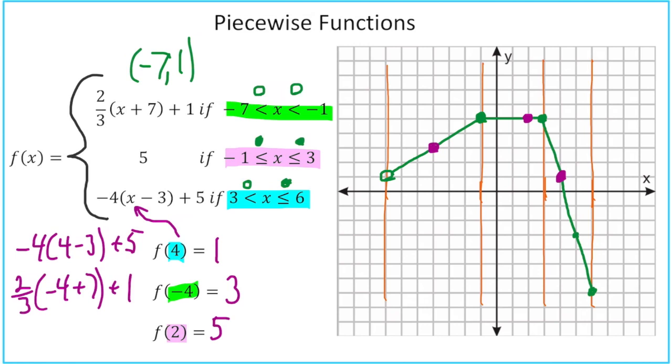All right, so just to finish this thought, if we do these two calculations in our head, if I take a look at this top one, 4 minus 3 would be 1, and then negative 4 times 1 is negative 4, and negative 4 plus 5 gives us 1. The next one, the parentheses, negative 4 plus 7 is 3. When I go 2/3 times 3, the 3's cancel out, and I get 2 plus 1, which is our 3. And then the last one, the only answer was 5. On the next problem, we'll go ahead and try to evaluate a piecewise function without actually graphing it.